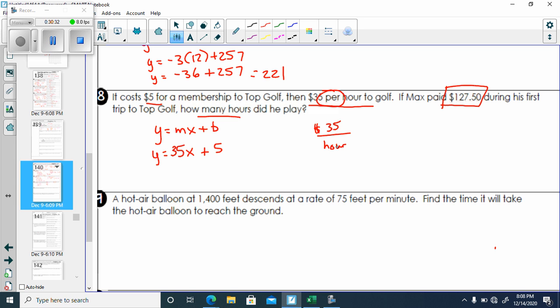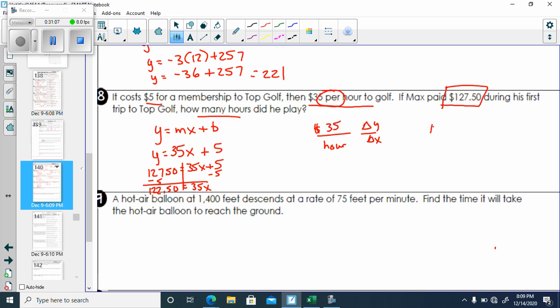Okay, $35 per hour. And we know this is changing Y over changing X. So the dollars is the Y. This tells me I need to put it in here. $127.50 goes in for Y equals 35X plus 5. We'll subtract 5 from both sides. You've got $122.50 is equal to 35X.